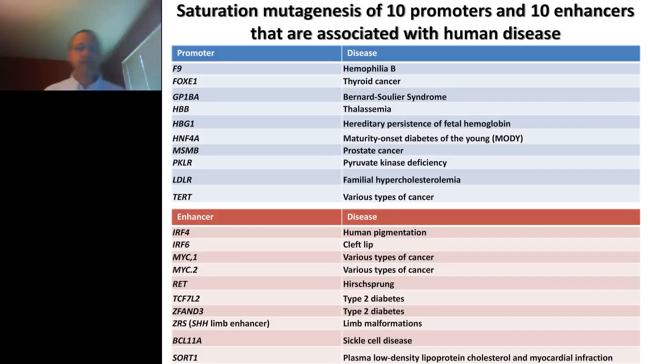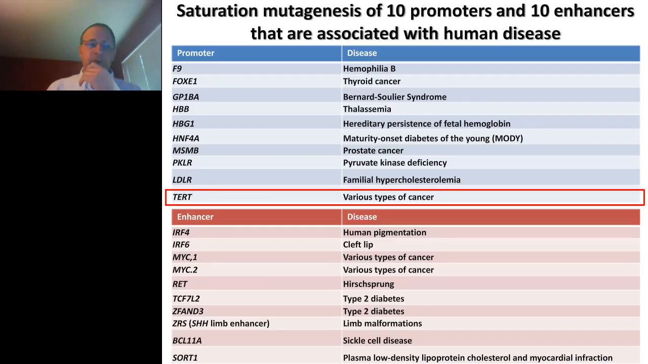So we take all these enhancers and all these promoters, make tons of mutations on them, and then clone it into this library and see how the mutations affect the enhancer activity by measuring the barcode that's associated with the mutation. And so I'll just show you one example for this, and this is for the TERT promoter, the telomerase promoter that is known to be associated with a lot of cancers.